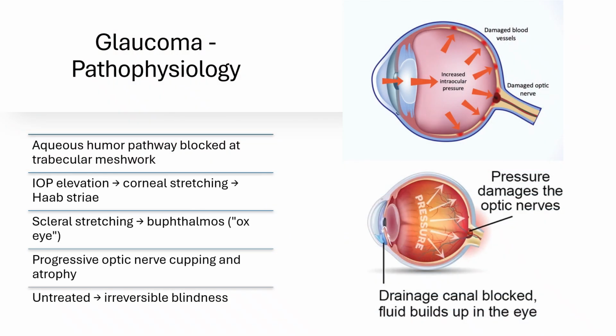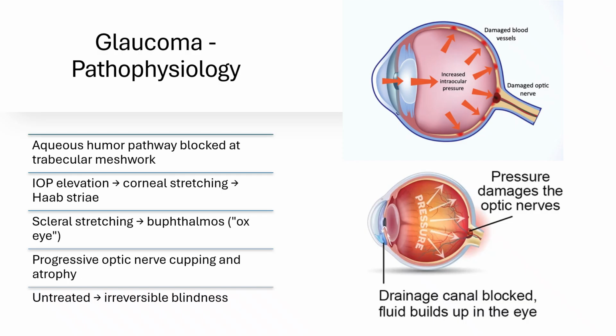The pathophysiology centers on blocked aqueous humor drainage at the trabecular meshwork. Aqueous humor, continuously produced by the ciliary body, normally flows through the pupil and drains via the trabecular meshwork into Schlemm's canal. When this pathway is blocked, pressure builds relentlessly. Elevated intraocular pressure affects infant eyes differently than adult eyes. The infant's cornea and sclera remain distensible, stretching under pressure rather than maintaining shape.